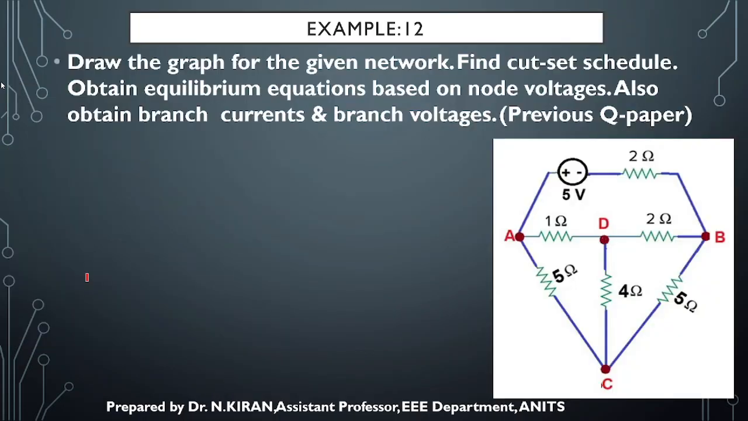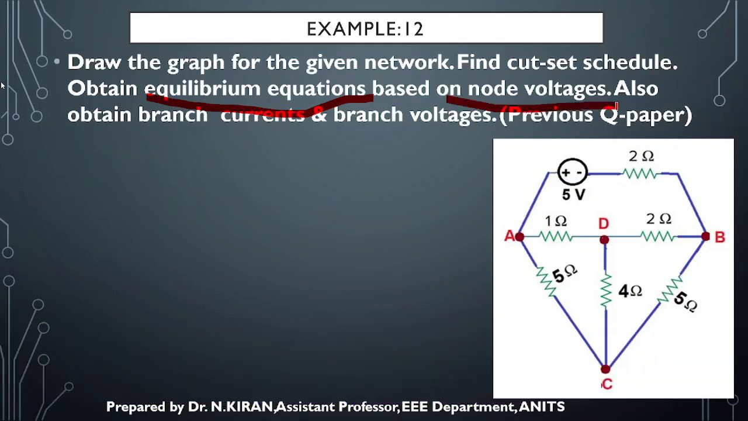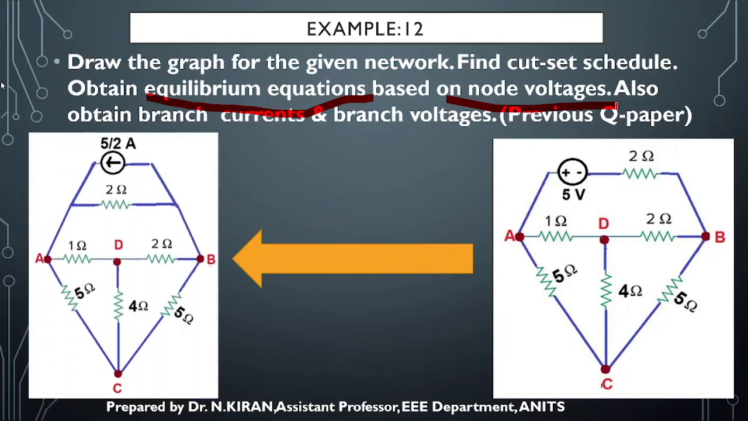So here also a graph is given to us, and we need to find the cut set matrix. Here also I need equilibrium equations based on node voltages and branch voltages and currents. This is the same sum that we have seen in the previous example, but here we need to find the cut set matrix, isn't it?